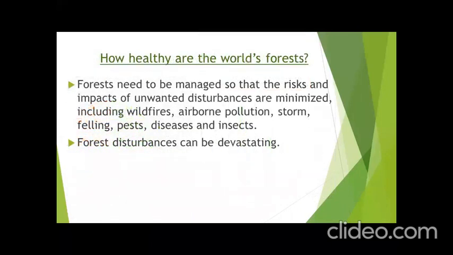Let's discuss how healthy the world's forests are. Healthy forests are essential for sustainable forest management, yet forests, like other ecosystems, are subject to a number of threats that can cause tree mortality or reduce their ability to provide a full range of goods and services. The causes of the negative impacts on forest health and vitality vary from place to place, and the magnitude and duration of the impacts are not easy to assess.